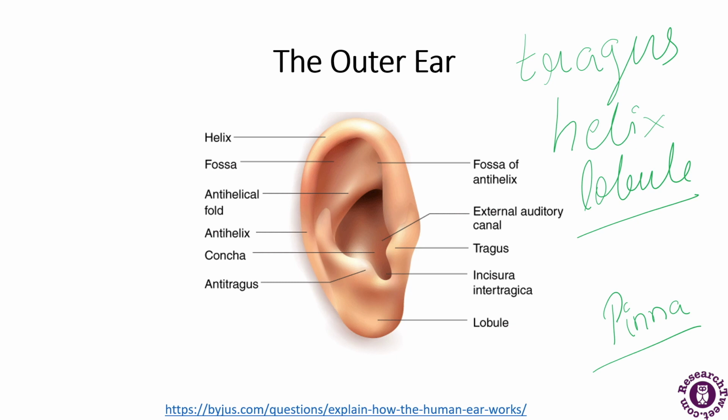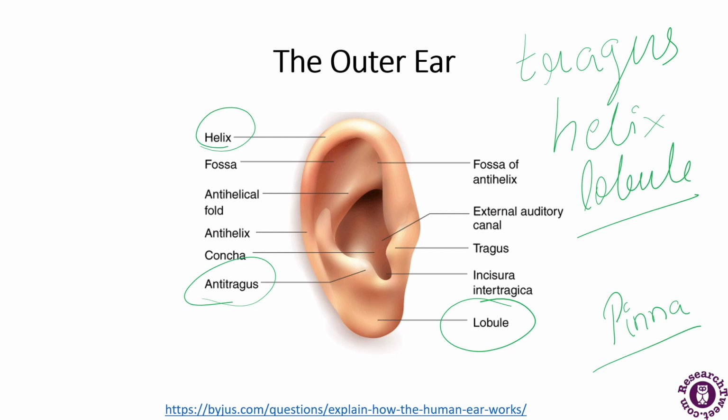Now, what is the function of the outer ear? This is a diagrammatic representation showing the outer ear. You can see the helix, the lobule and antitragus layers. The outer ear collects the sound, which travels through the auricle, then through the auditory canal, and it ends at the eardrum. The eardrum is a part of the middle ear, which we will discuss later.